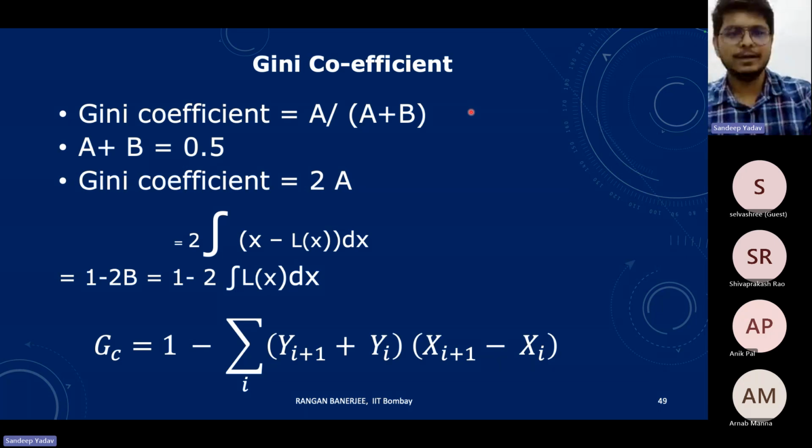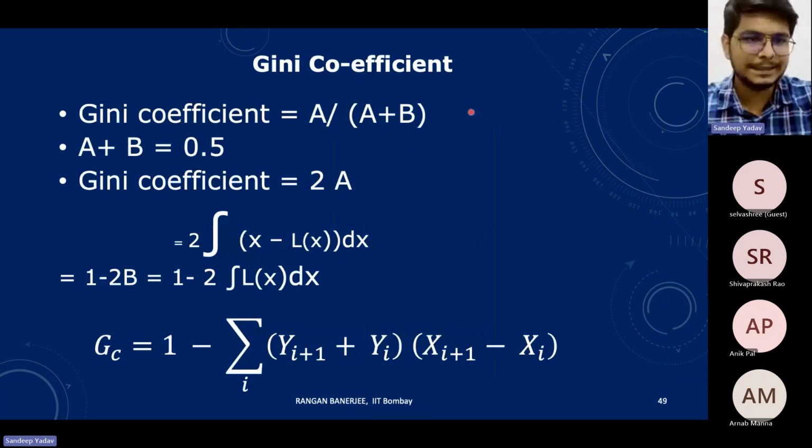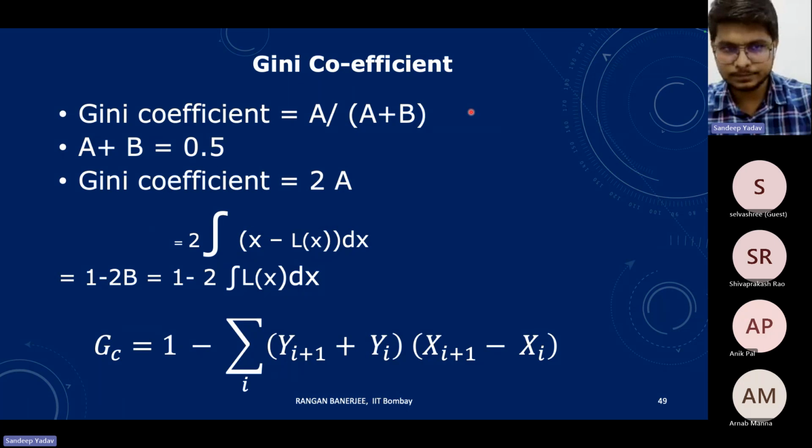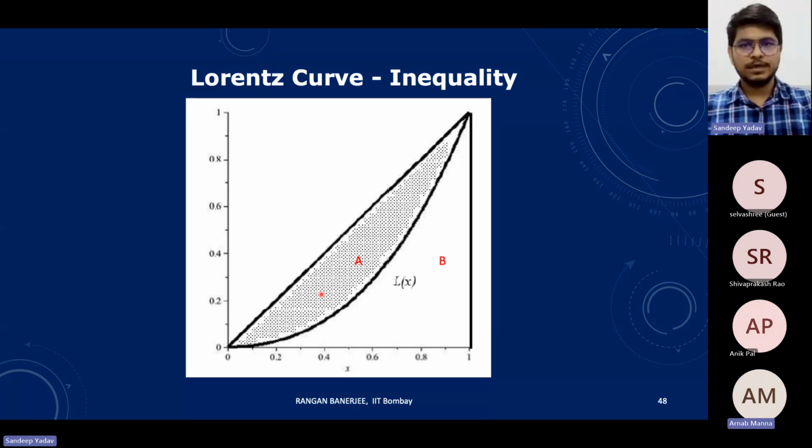Now, to calculate this Lorenz curve, we have a coefficient called the Gini coefficient. The Gini coefficient is A upon A plus B. Here A is the area between the line of equality and the curve, and the total area will be A plus B. In that way we can calculate the Gini coefficient, which represents the percentage terms of the inequality.